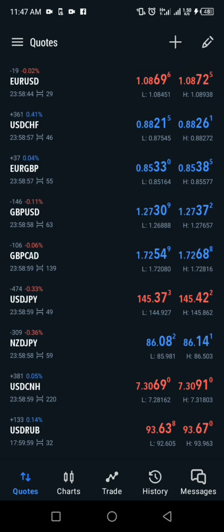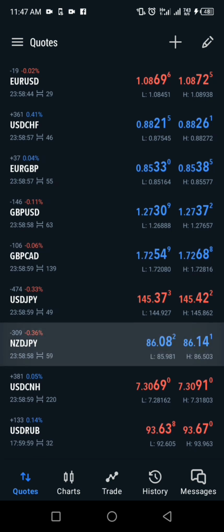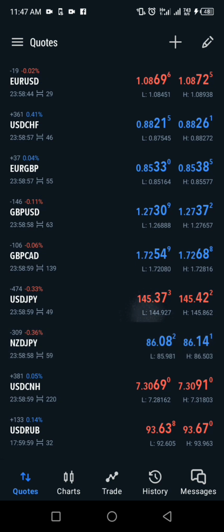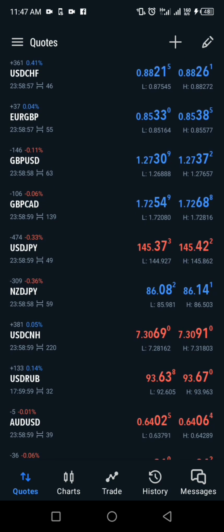If you look at this NZD JPY, this New Zealand dollar, Japanese yen. So New Zealand dollar, Japanese yen, you need 86 Japanese yen to get one New Zealand dollar. That is just what it means. USD JPY, you need 145 Japanese yen to get one USD.